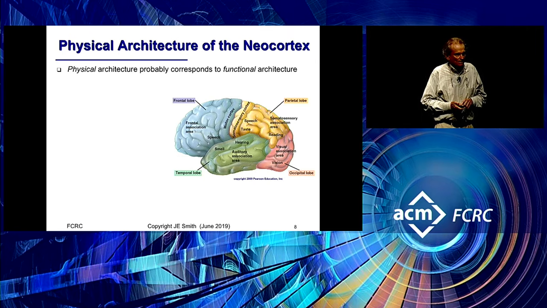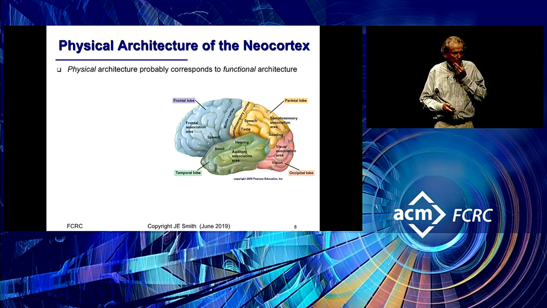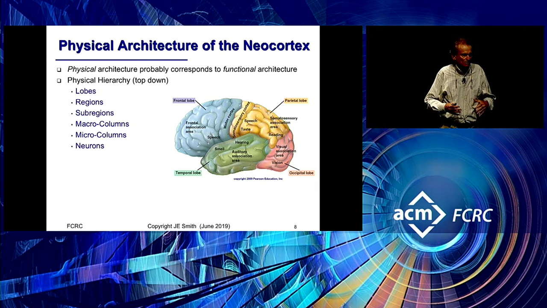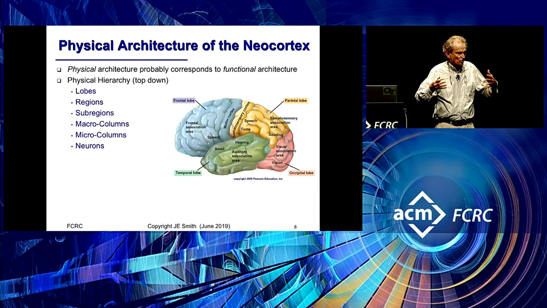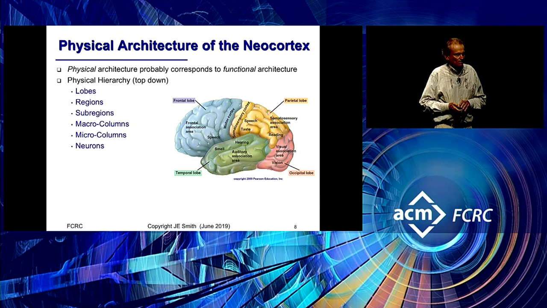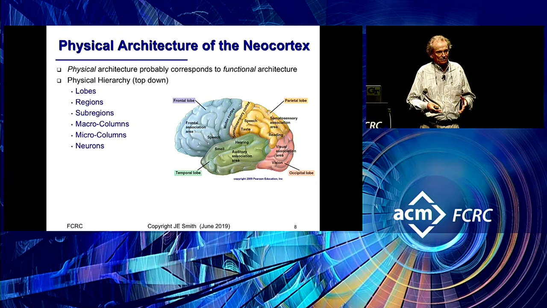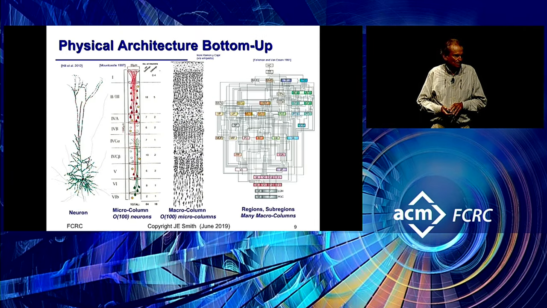There is a physical architecture, and it's generally considered that the physical architecture probably corresponds to a functional architecture. And so what I'm showing here is a picture, similar to ones I'm sure you've seen, which is basically the highest level, which is the neocortex itself divided into lobes, which are the next higher level of the hierarchy. Lobes are divided by regions, and so the major regions are labeled here in this figure. Regions are divided into subregions, lots of layers of subregions. At some point, when we get closer to the bottom, there are macrocolumns, microcolumns, neurons, and on the next slide I'm going to talk about what those are.